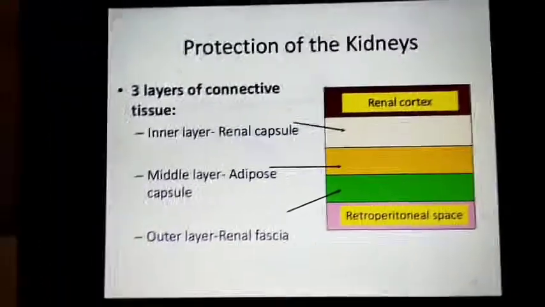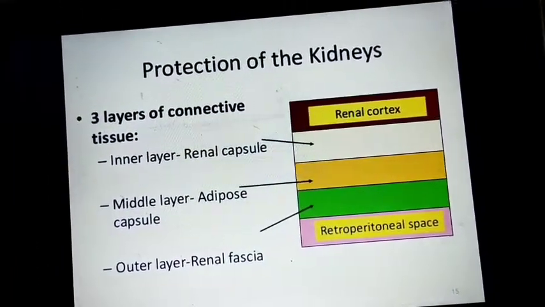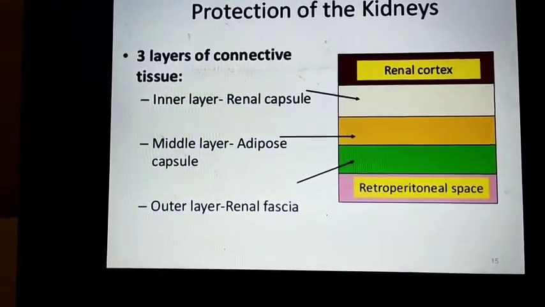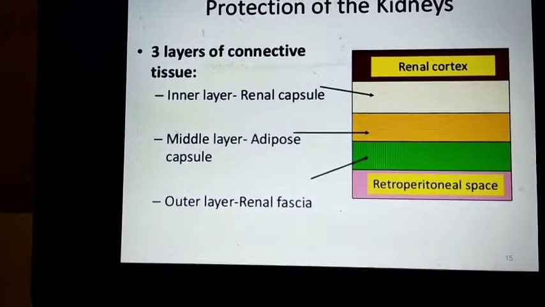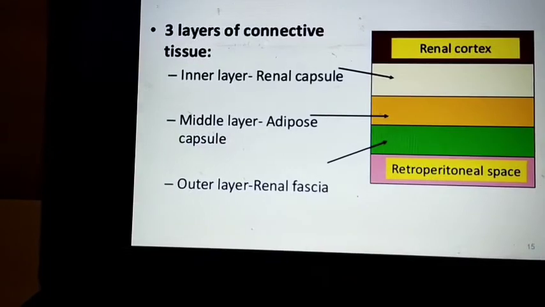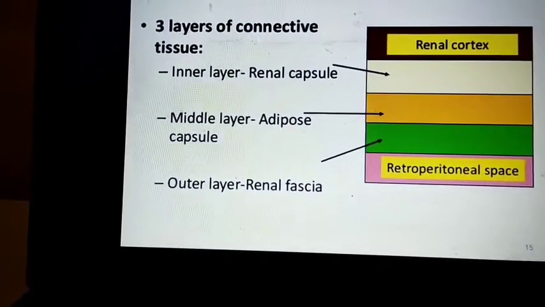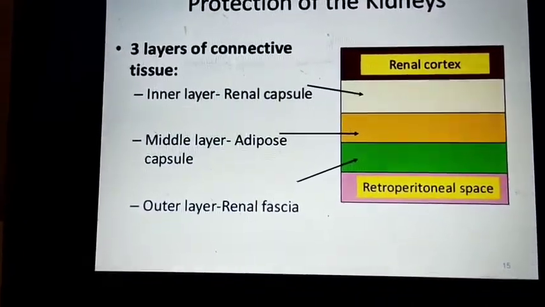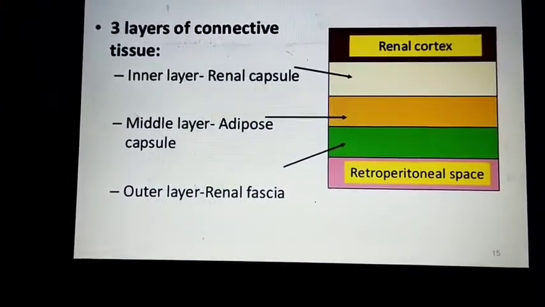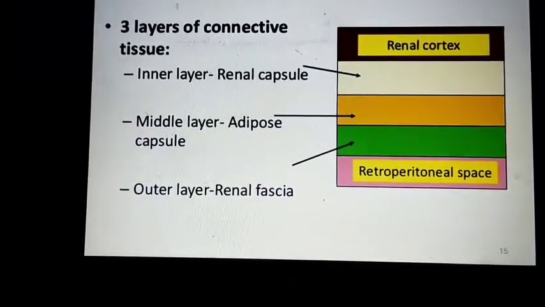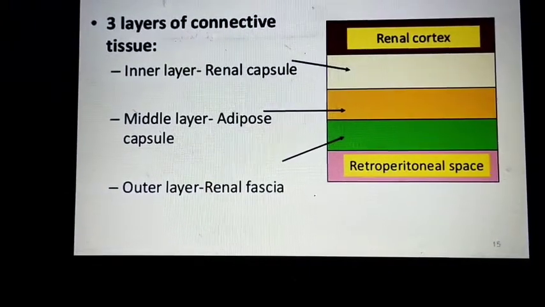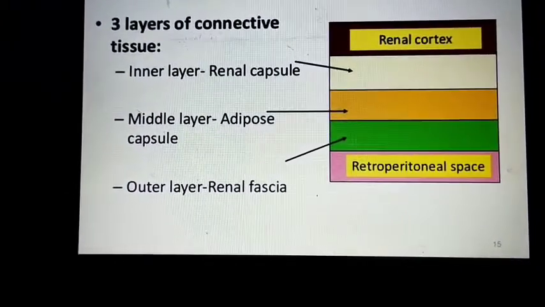Now the protection of the kidney, or coverings of the kidney. It has mainly three layers of connective tissue. One is the inner layer, the renal capsule. The middle layer is the adipose capsule. The outer layer is the renal fascia. These are the main three protections of the kidney: inner renal capsule, middle perirenal fat, fascia, then extra renal fat. You can also say it like that.